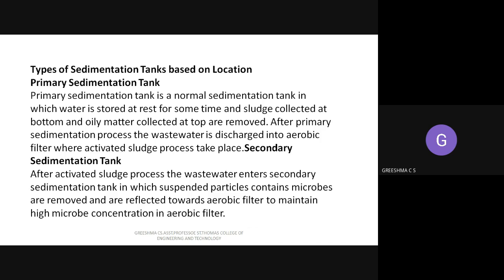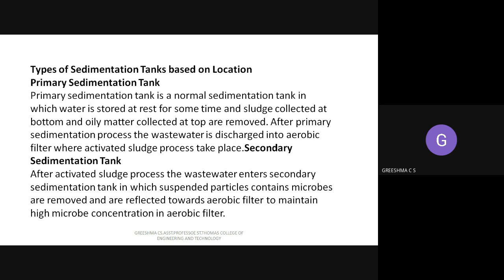Next is types of sedimentation tank based on the location. Based on the location, mainly we have two types of sedimentation tank, that is the primary sedimentation tank and the secondary sedimentation tank. The primary sedimentation tank is a normal sedimentation tank in which water is stored at rest for some time, and the sludge is collected at the bottom and oily matter collected at the top is removed. After the primary sedimentation process, the water is discharged into the aerobic filter and the activated sludge process takes place.